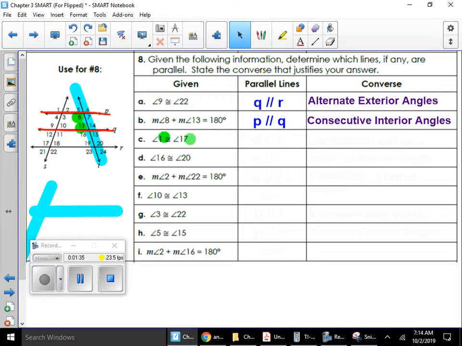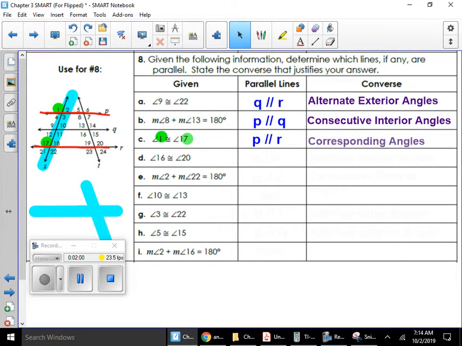Let's look at 1 and 17. 1 is up there, 17 is over here, so we're back to looking at S for our transversal, but now our lines change. 1 is part of that one there, line P, and 17 is touching line R. So now we're looking at different lines. They are parallel. We do get parallel lines by the corresponding angles converse, but the lines we're looking at are different. Now we're looking at lines P and R. That's what we can prove are parallel.